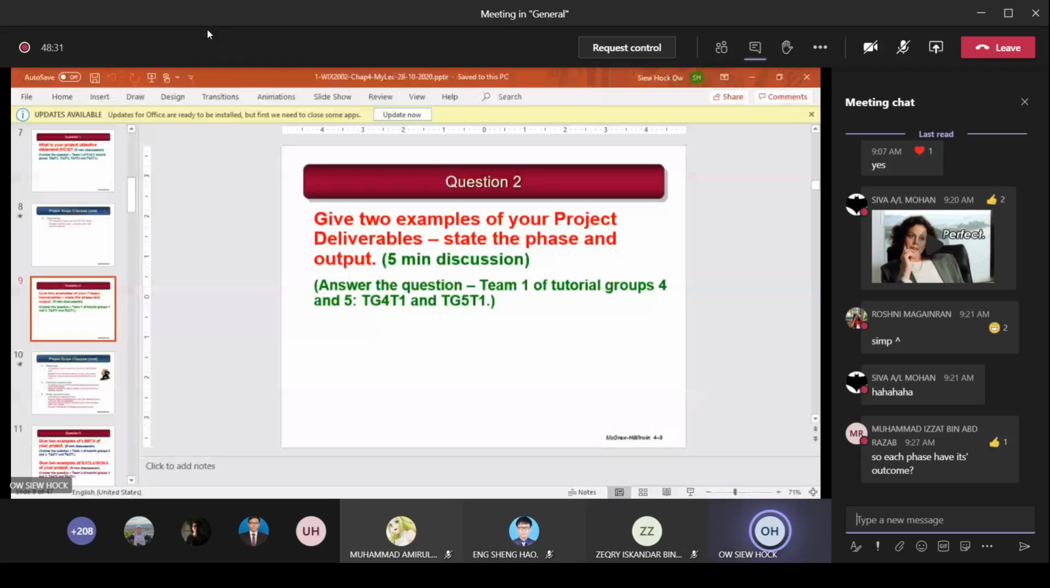TG4T1? Anyone? Just give 2 examples. Take 2 phases, and then what are the outputs for these 2 phases? Hello. Yeah. So one example is the data analysis phase. The input is going to be the data. From the data that has been collected, we're going to put the data in, and then we're going to get a data product as the output. The data is going to be modified, and it's going to be presented in a presentable form so that further conclusions and inferences can be drawn from the data.